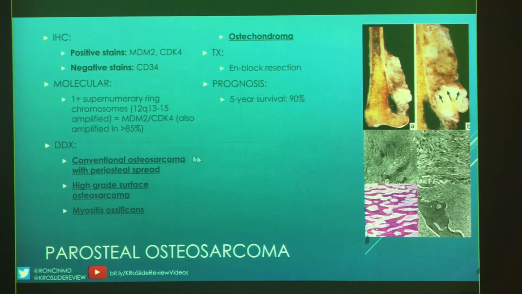Not a very wide differential on this. Again, they're going to do an en-bloc resection, and your 5-year survival is 90%. So you can see how this tumor just tracks along the surface of the bone. So that's your periosteal osteosarcoma.